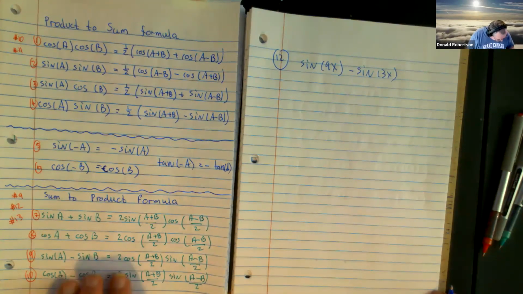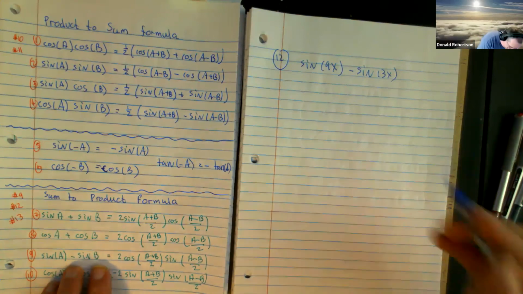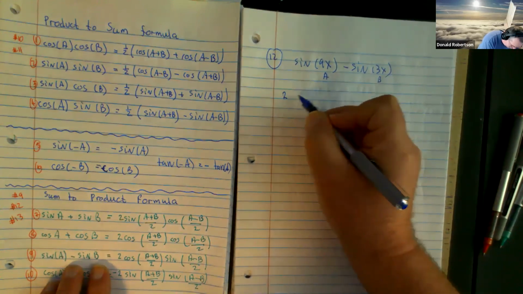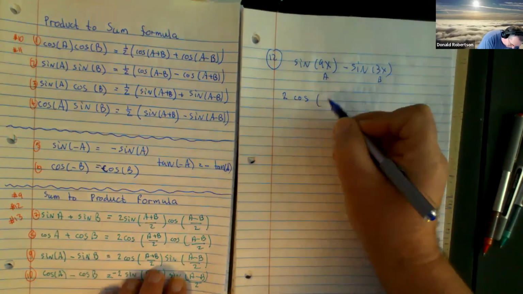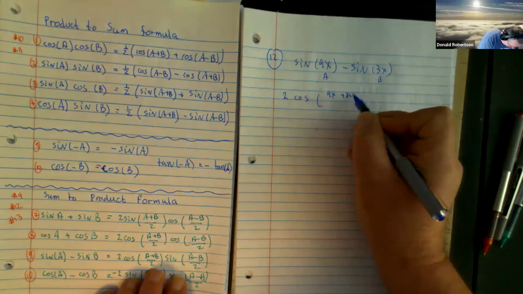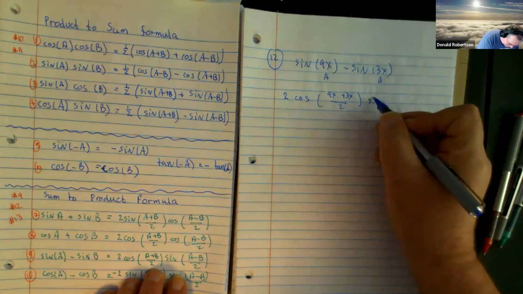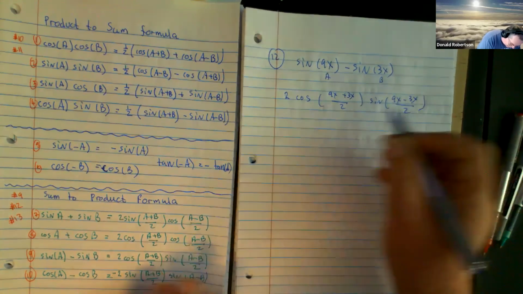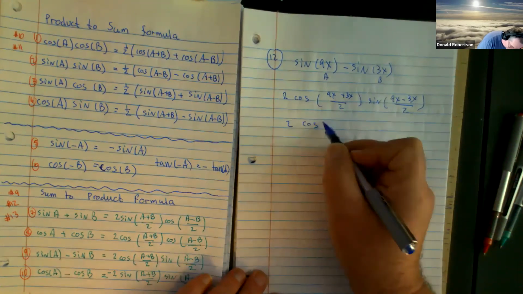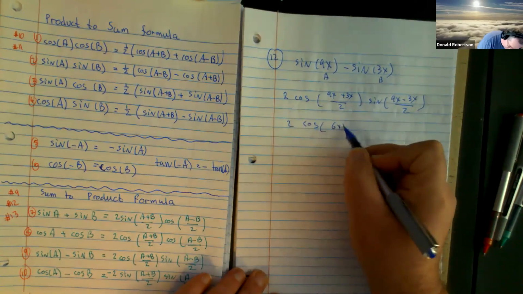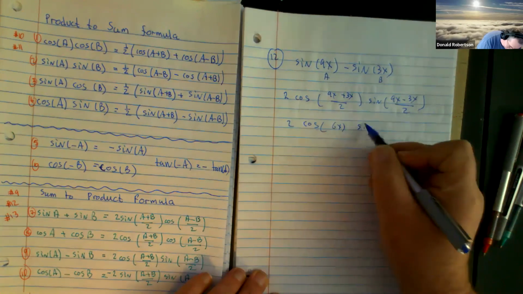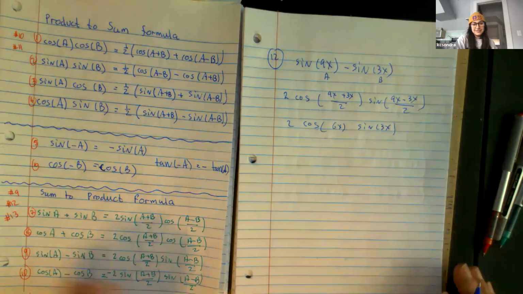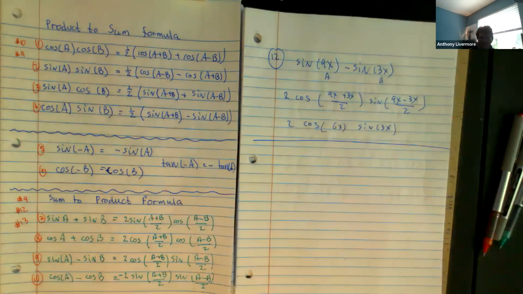I'm looking for a sine minus a sine, which is number 9. And I'm going to call this guy A and this guy B. So your answer will be 2 times the cosine of 9 add 3 divided by 2, followed by the sine of 9 take away 3 divided by 2. And this ends up being 2 times the cosine of 6x, followed by the sine of 3x. Does that look good, guys? Yes, indeed. We did it right.